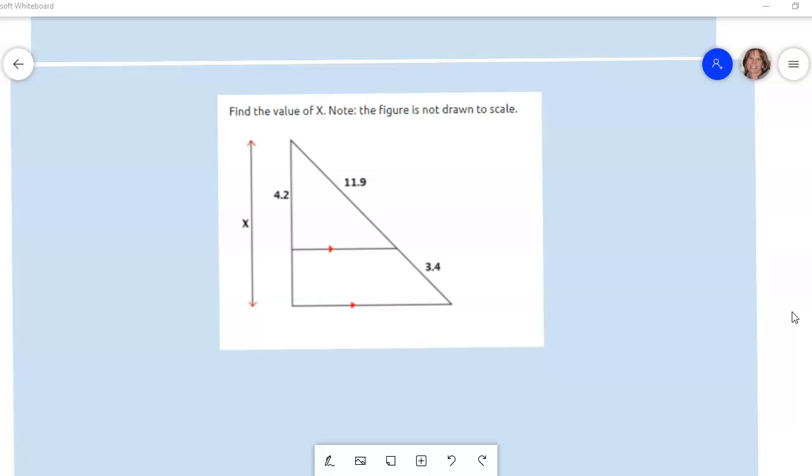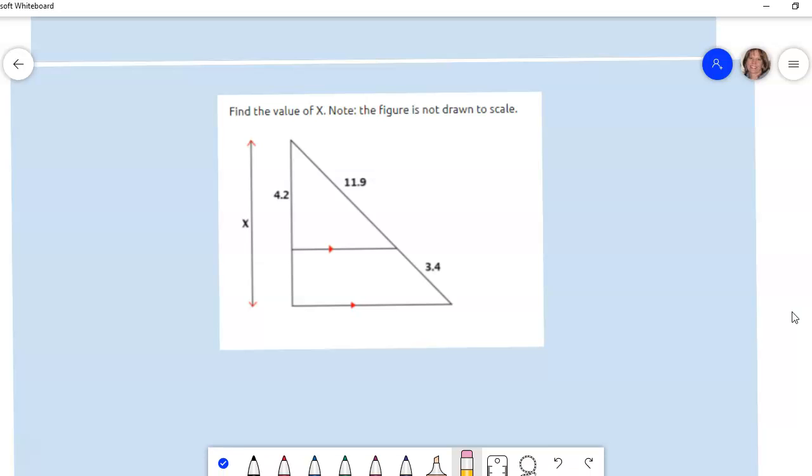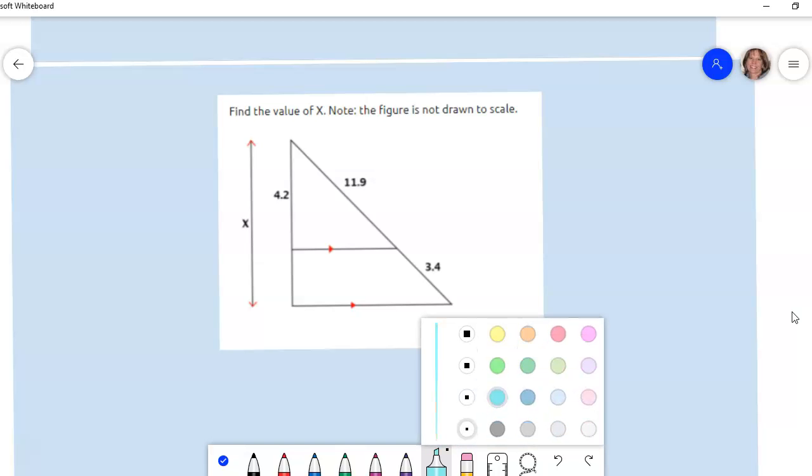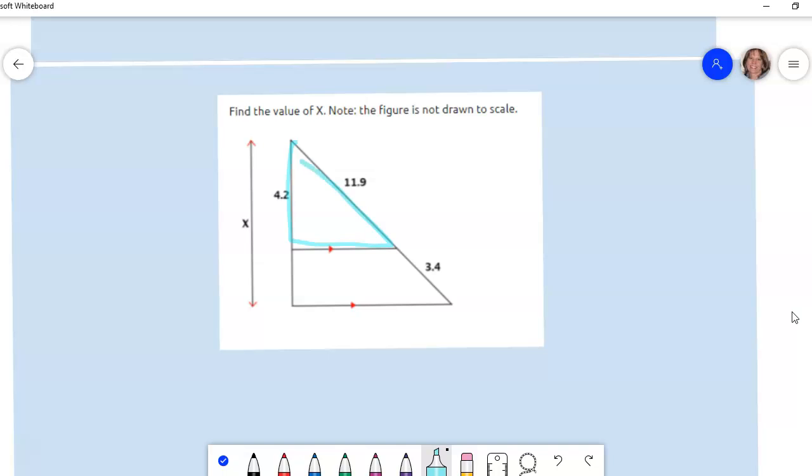So we have 2 parallel lines in a triangle, which kind of forms 2 triangles that are similar to each other. Now, for this particular problem, there are 2 ways you can go about solving this one. So first thing, let's just look at what we have. So we're going to highlight because I like my highlighter. We have this little triangle here at the top where we are told that this side measurement here is 4.2 and this side over here is 11.9.